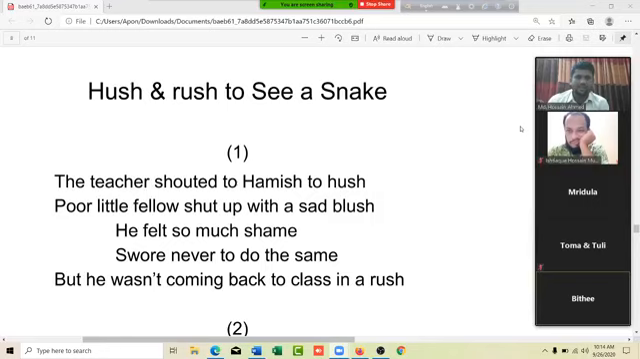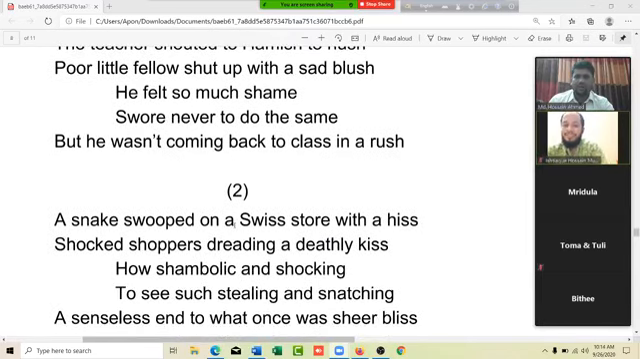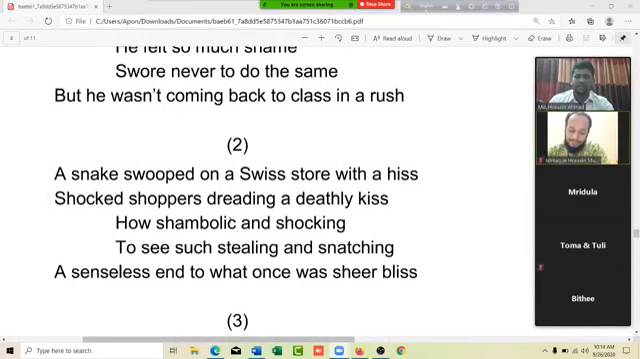Sir, any comment? No, actually, she did very much good in S and SH. Yes, she has some problems regarding the vowels, but her S and SH sound is pretty much good, I think. Okay, so now I invite Bithi to recite poem number 2.